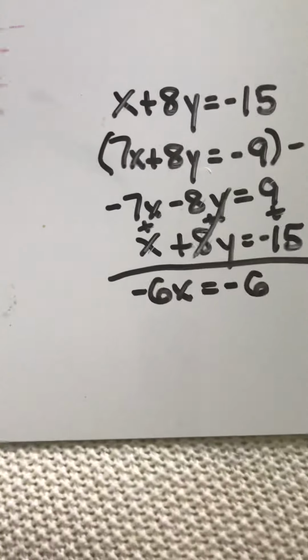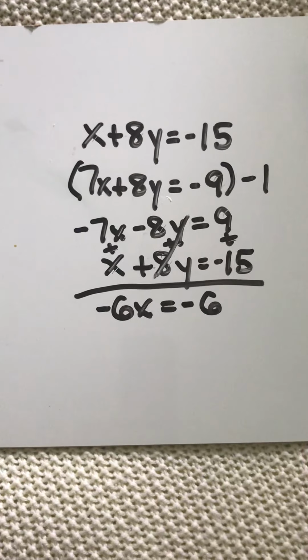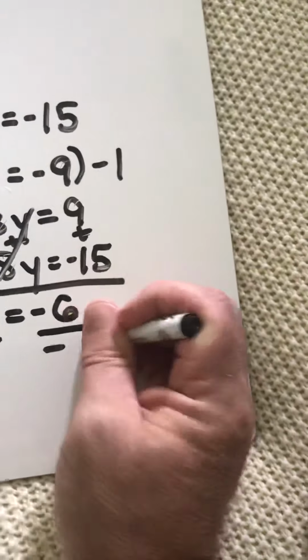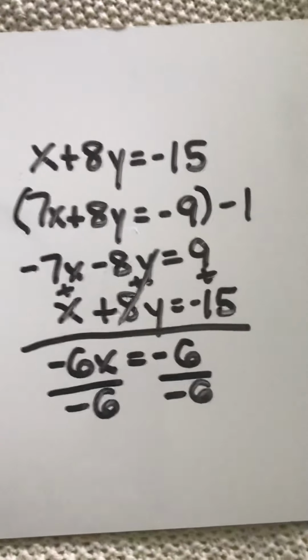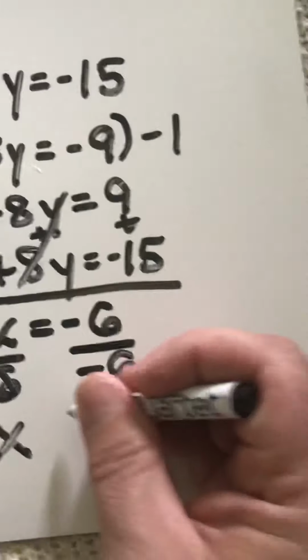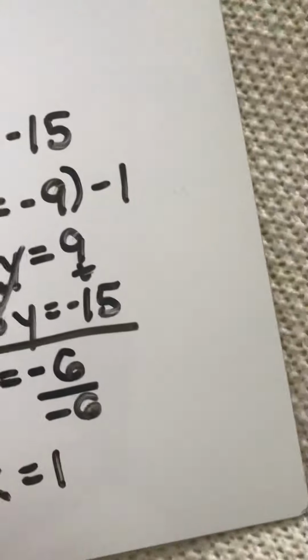Okay, and from there, when I solve for x, I divide both by negative 6. Negative 6 divided by negative 6 is just 1x. Negative 6 divided by negative 6 is 1. So my x value is 1.